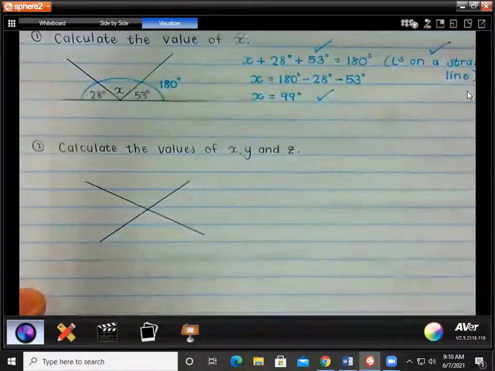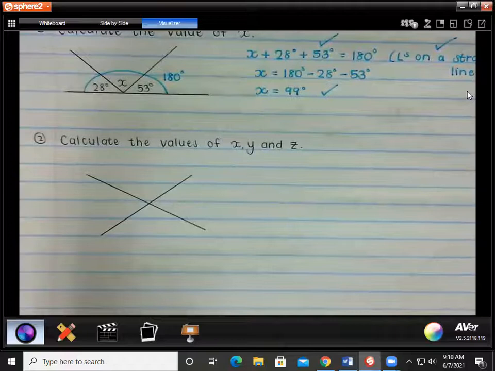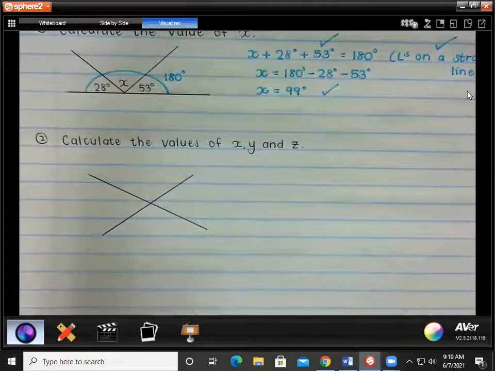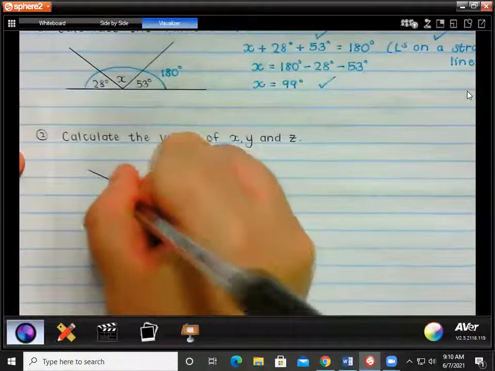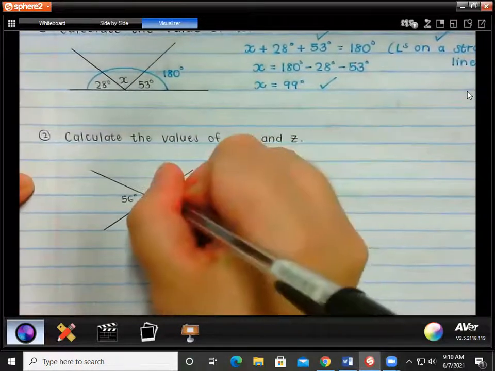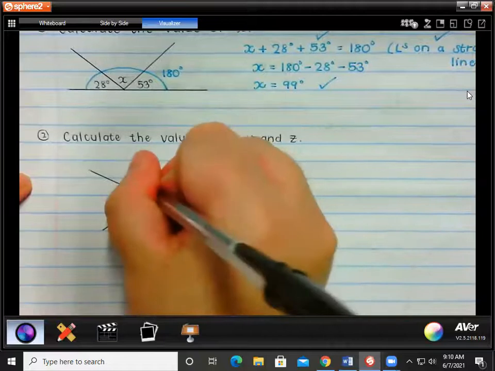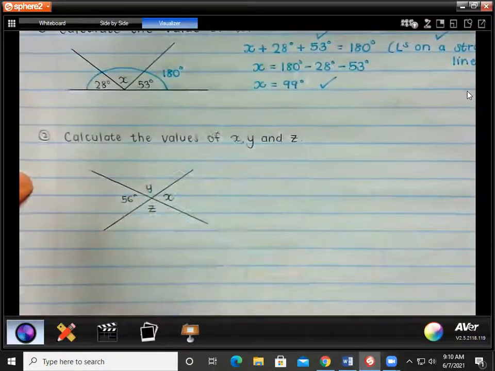And don't worry about how these lines look and how your angles look. You're just going to draw 2 straight lines that are crossing, and then we're going to fill some stuff in. So we're going to say that this first angle here is 56 degrees, and that is an X, and that is a Y, and that is a Z.